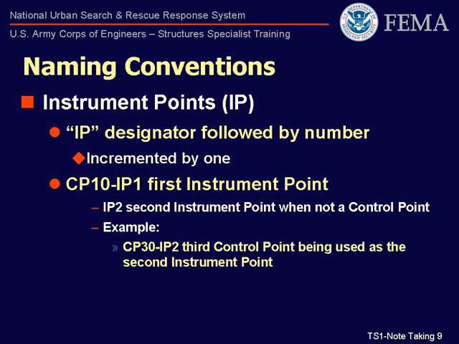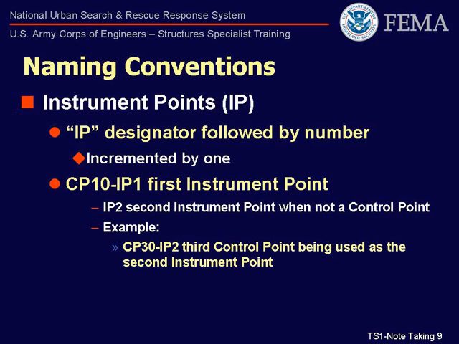Instrument points are the location of the instrument when monitoring a hazard and are labeled IP, followed by a 1-digit number designator. Instrument points are incremented by 1, so the first IP is labeled IP1, the second IP2, and the third IP3, and so on.